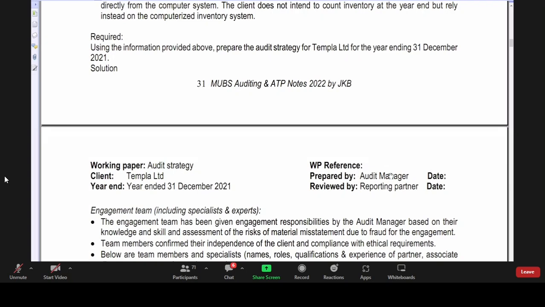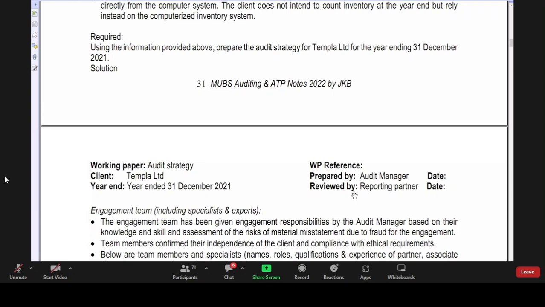Normally the audit strategy is prepared by the audit manager. You give the date of preparing the audit strategy, and the year end 31st December 2021. It has to be reviewed by someone senior to the audit manager, who is the reporting partner. Okay, so now we look at the engagement team.